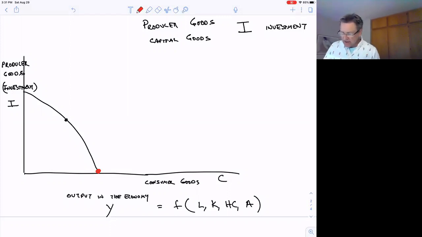Well, if this is the PPF in 2020, what's the PPF going to look like in 2021? Well, it's going to look pretty much like the same as it did in 2020. As long as the number of people stay the same, and the amount of capital stays the same, and the human capital stays the same, and the technology stays the same, they'll be in the same boat. Next year, they'll produce about the same amount as they did the year before.